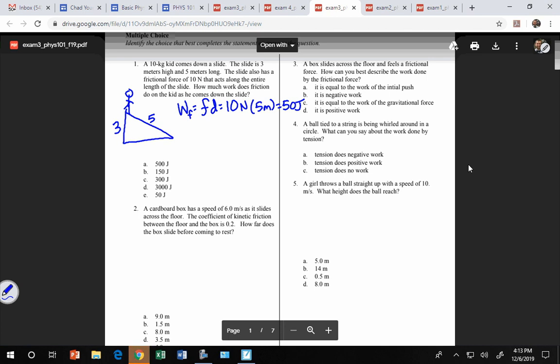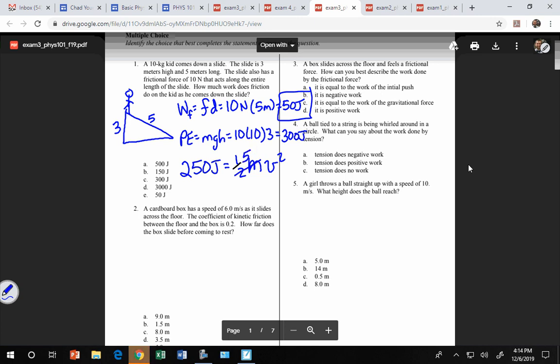Now, the energy that he has at the top is equal to mgh, which is 10 times 10 times 3: 10 kilograms, 10 meters per second squared, times 3 meters, so that's 300 joules. So he has 300 joules at the top. The frictional force takes away 50 joules, so at the bottom he has 250 joules. And all of that energy is in kinetic energy, 1/2 mv squared. Here I was just looking for the work done by friction. So that was the answer there. But if I also wanted to know the velocity of the kid at the end, then I could do that too.